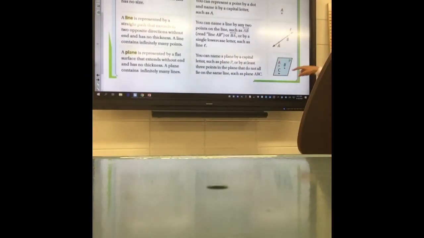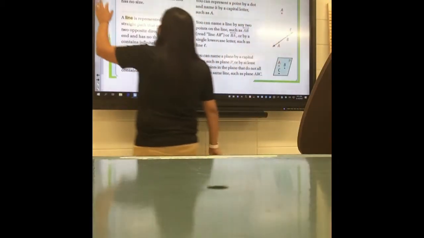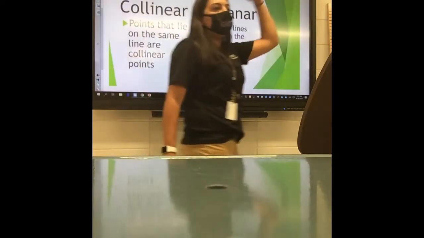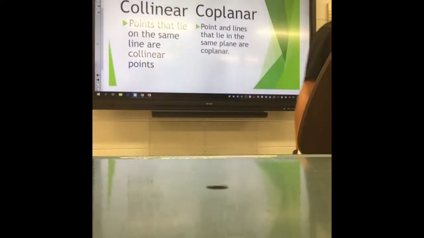So you could label this plane CBA, but it can also just be labeled plane P. Okay, and that's kind of a lot. Once we start looking at them, hopefully you guys will realize what I'm talking about. Okay, so far we've got a point, a line, and a plane. All good with that or no?